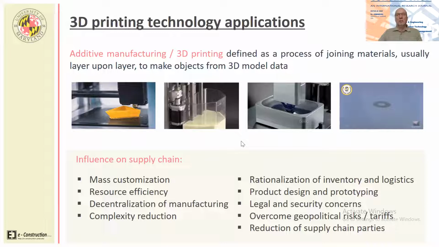So think of regular 2D printing and adding a third dimension and creating three-dimensional products. What is the influence on supply chain? Well, mass customization, similar to that of manufacturing industry, of car industry. You can hardly find two identical vehicles in the world anymore, even if it's the same model, same make. But the various options that a particular vehicle would employ would make it a unique product.